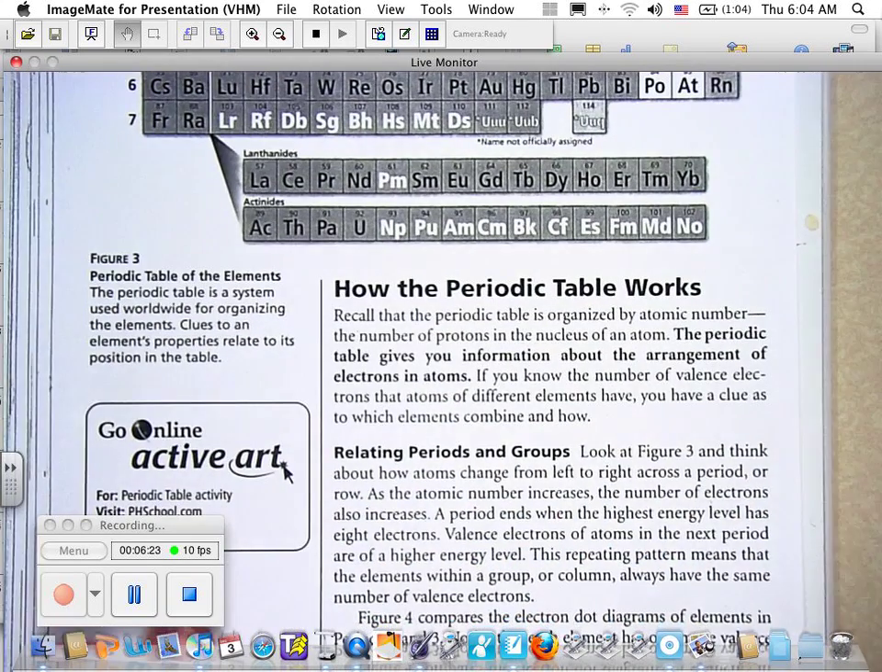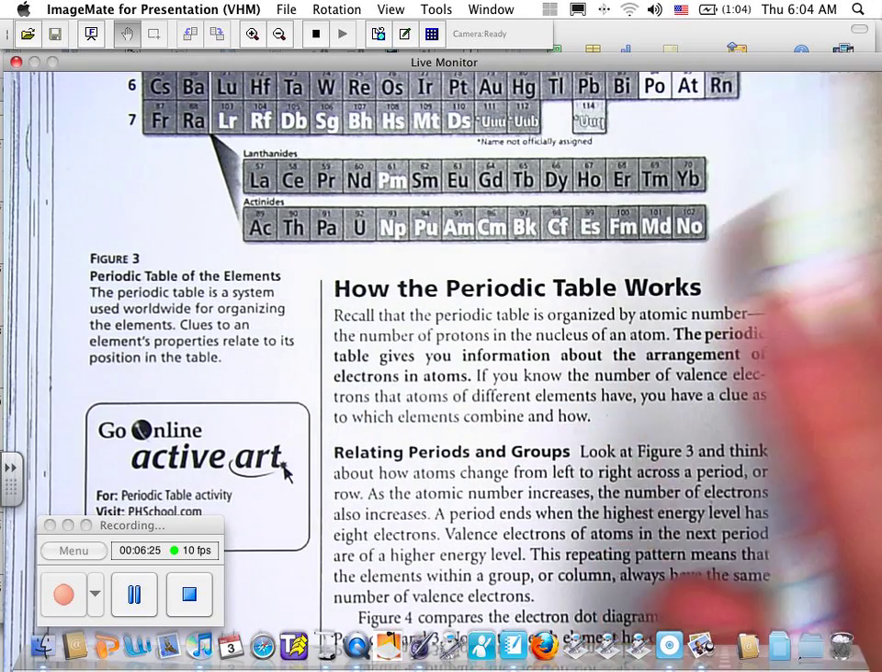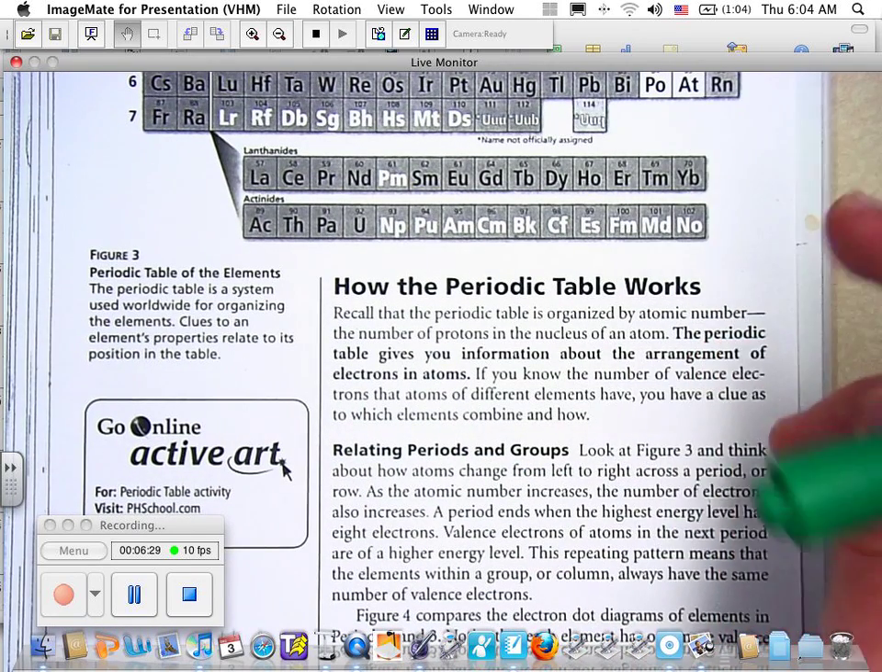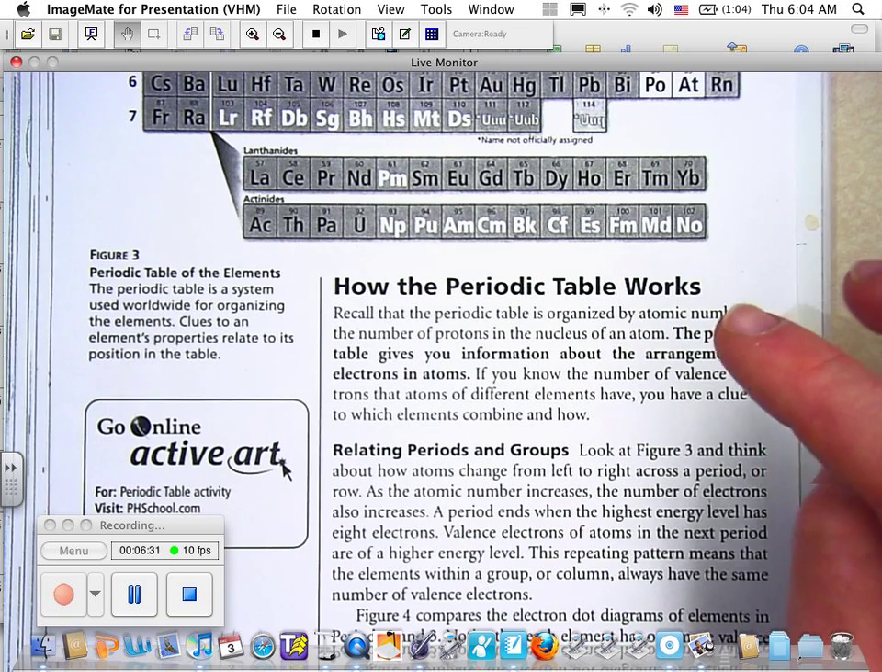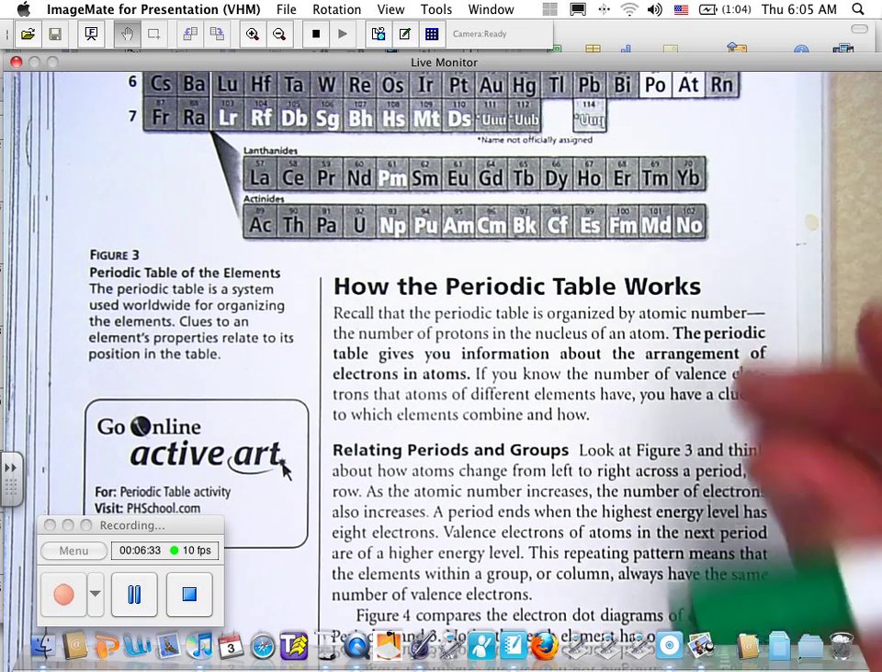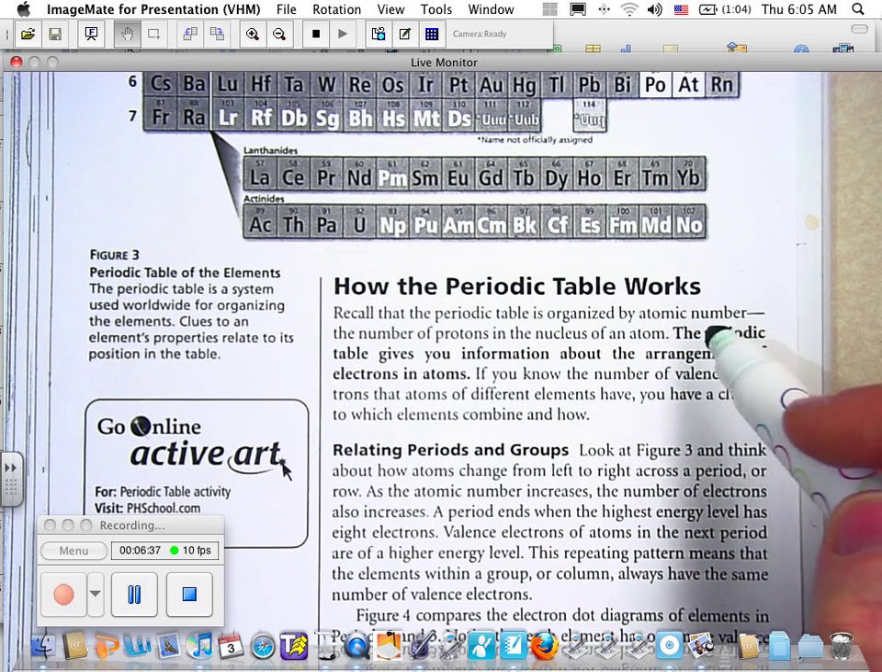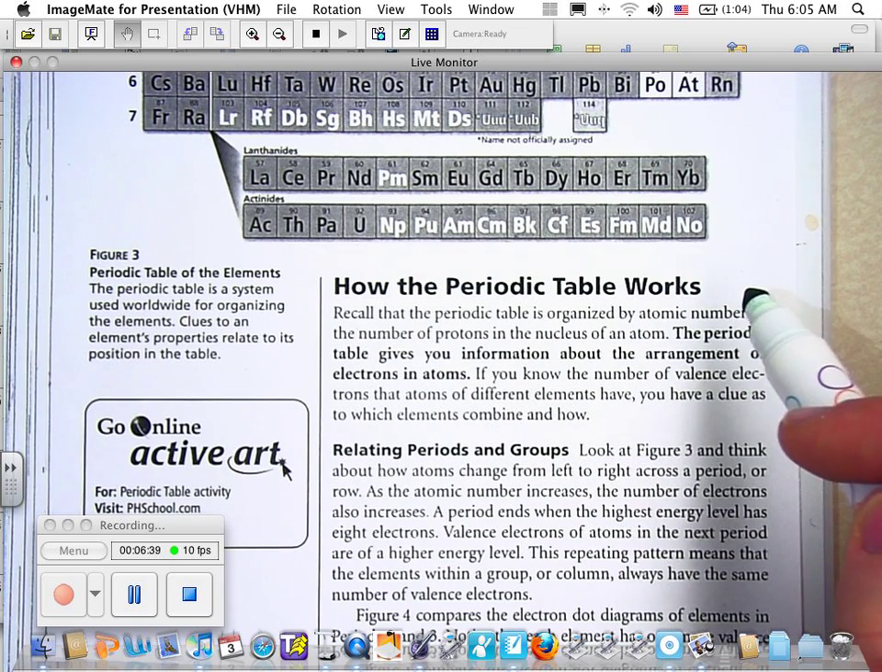Recall. Wait, this is a good place to stop. Put me on pause and write a few notes about what you learned about valence electrons and electron dot diagrams, and when you're ready, write down how the periodic table works. It's another section of your notes, and continue on.